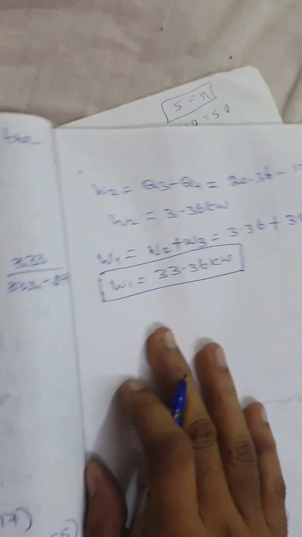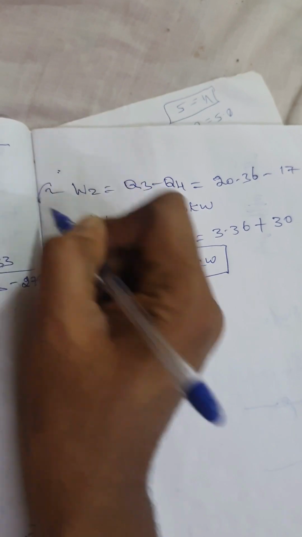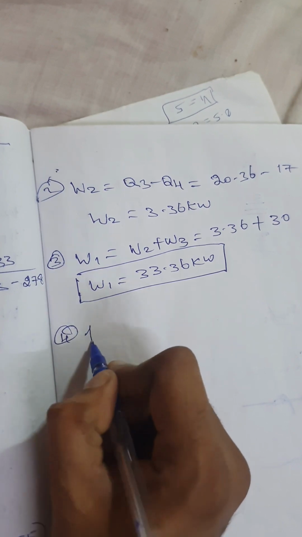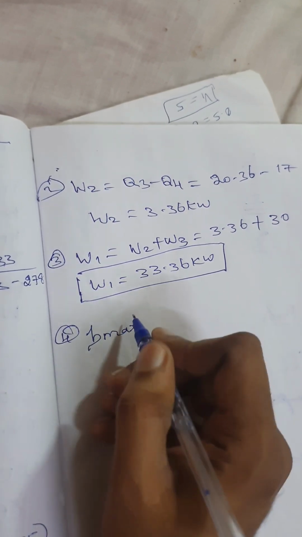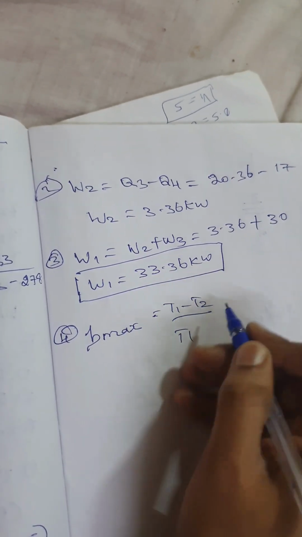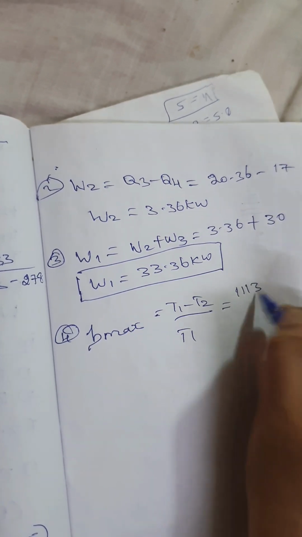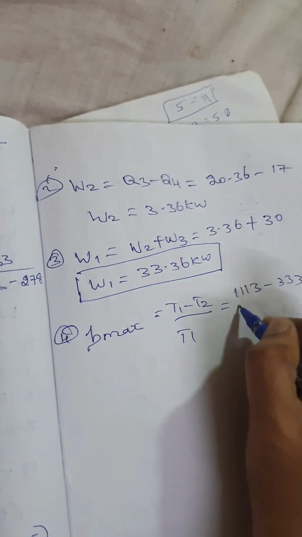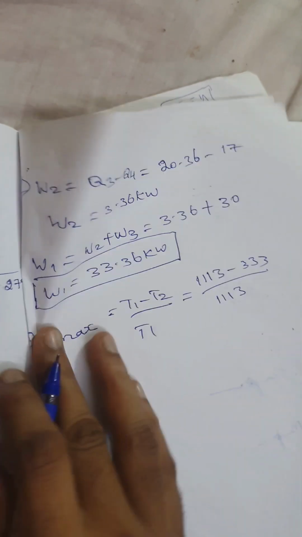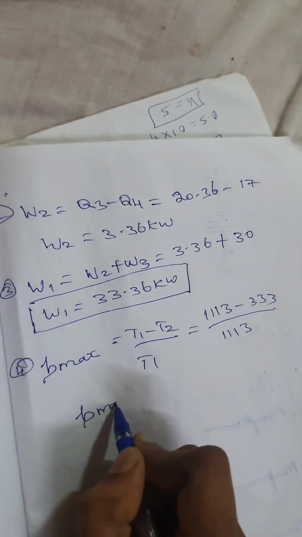And now you can use the fourth formula, which is the maximum efficiency of the heat engine, that is equal to (T1 minus T2) divided by T1. We know the value of T1, 1113, minus T2, that is 333, divided by T1, 1113. If you put these values in the calculator, we can find the maximum efficiency value.